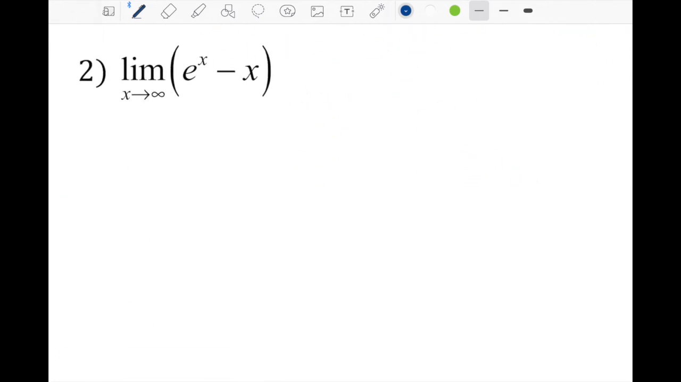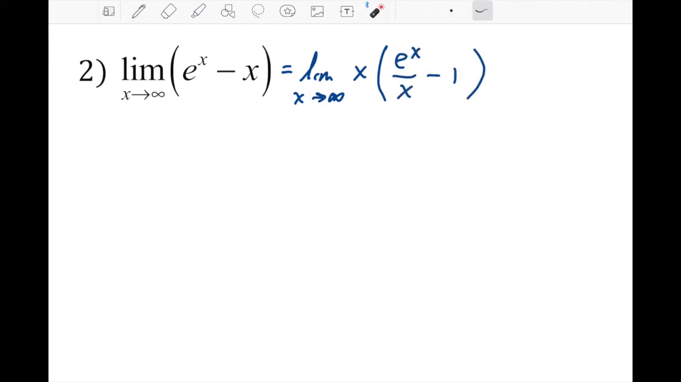Next up, the limit as x approaches infinity of e^x - x. Well, that's clearly infinity minus infinity, but we don't exactly have common denominators. I'm going to manipulate this and turn this into the limit as x approaches infinity of, factor out x. That's going to leave us with x times (e^x over x - 1). Now, as x approaches infinity, this is going to be infinity. And this statement is infinity over infinity.